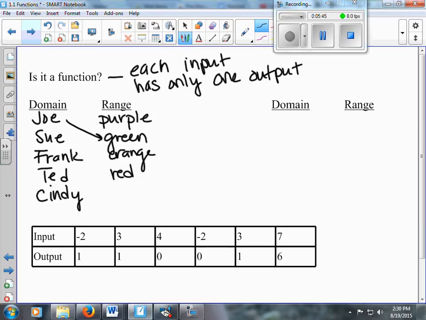Okay, so Joe, his favorite color is green. So the function is favorite color. Sue's favorite color is purple. Frank's is also purple. Ted's is orange, and Cindy's is red.